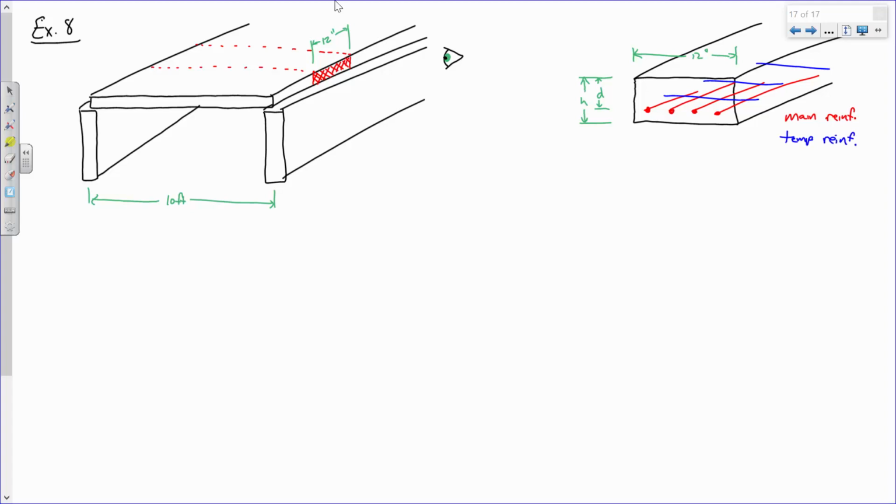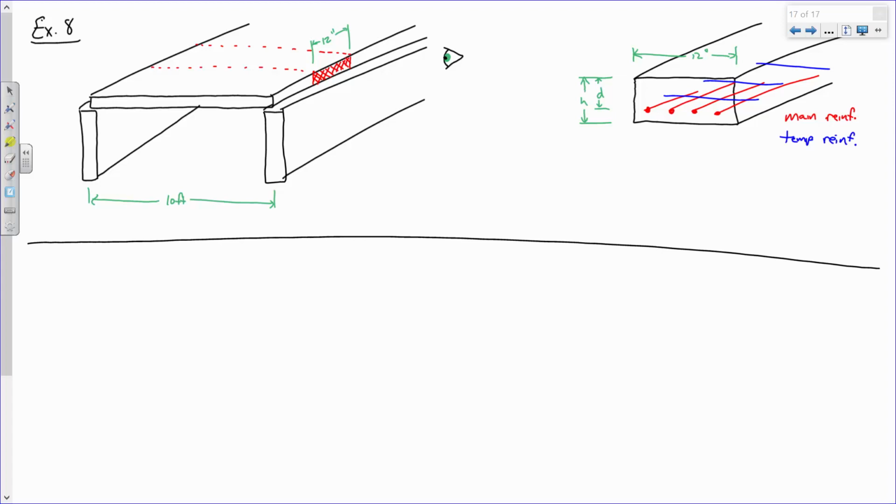Okay, does that visually make sense? I know that sometimes when you're looking at it three-dimensionally, you've got to take a second and get it in your head. All right. Any questions? All right.